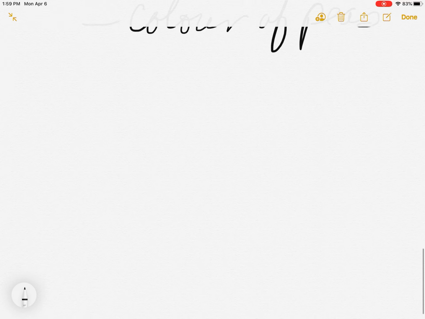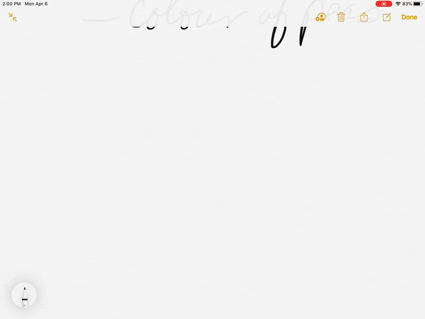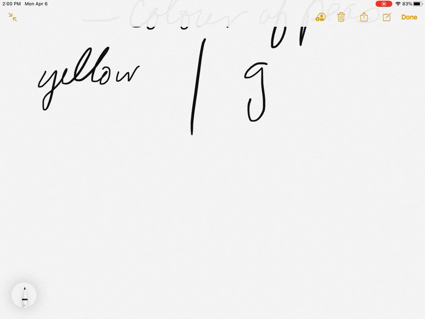Okay, so the color of pea plants. Well, there's yellow and there's green. Those are the two colors that they come in. Mendel saw that. But there's something really interesting about that. When he bred yellow and green plants over and over and over, he noticed something.